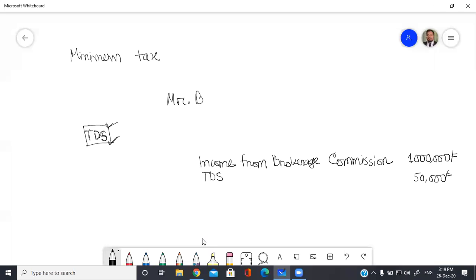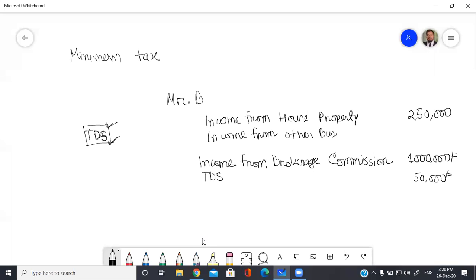But in addition to income from brokerage commission, he has some other income which has been mentioned: he has income from house property, which is amounting to 50,000. And he has also income from other businesses, say 205,000.